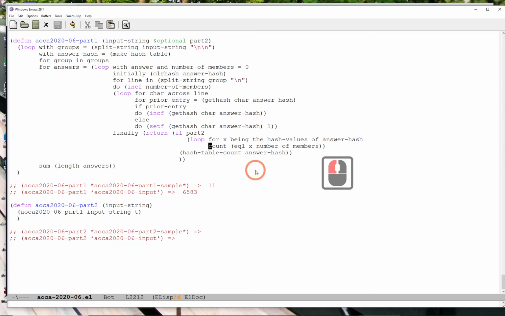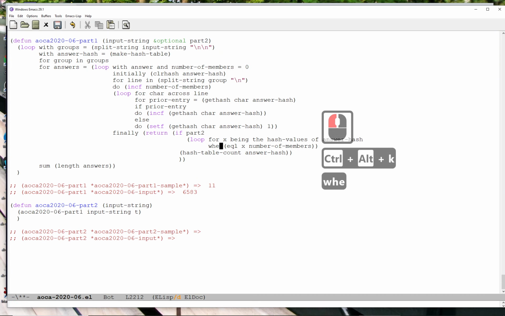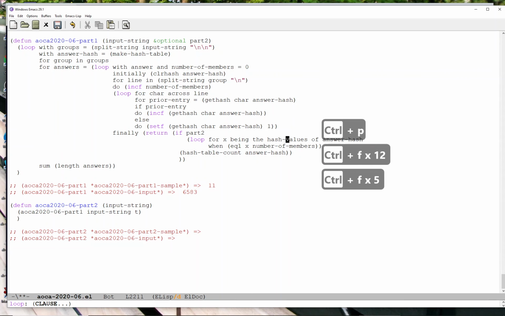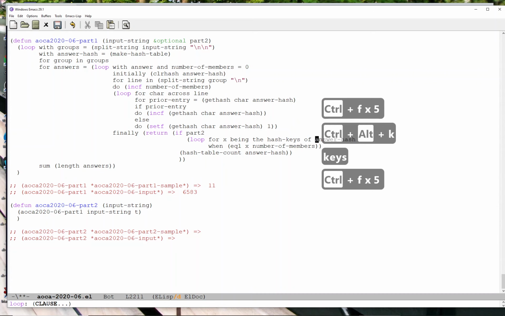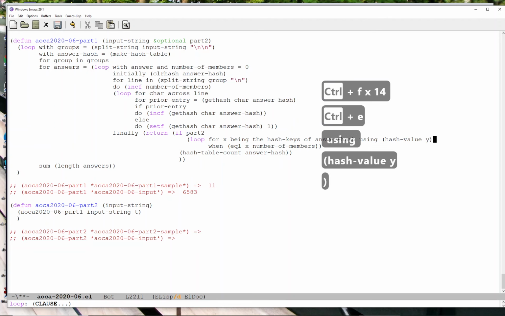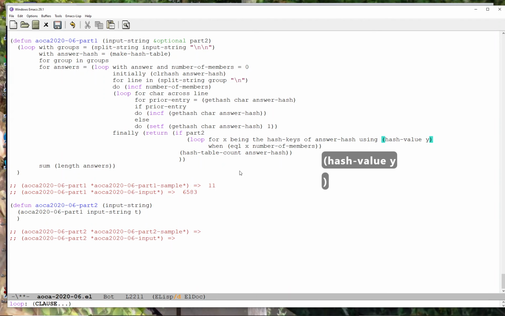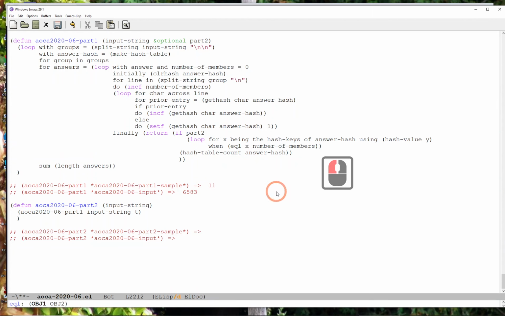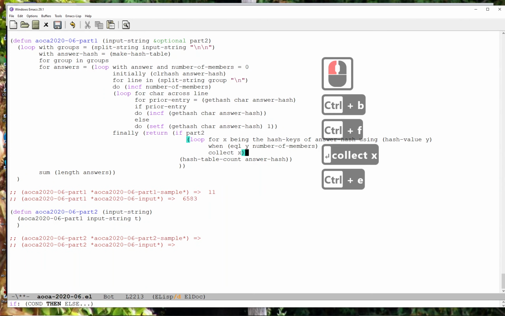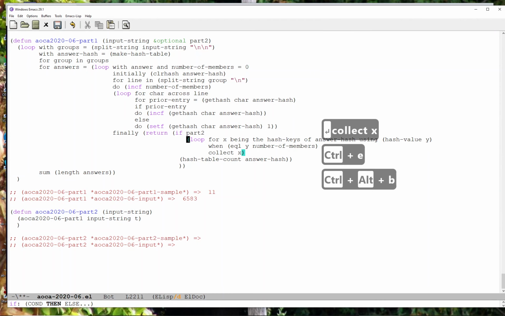So what we should do is, this time we want the hash keys. For x being the hash keys of answer hash using hash value y. So now x will be the key and y will be the value. When equal y number of hash, we want to collect x. So now we're going to return the actual A, B, C, D answers.